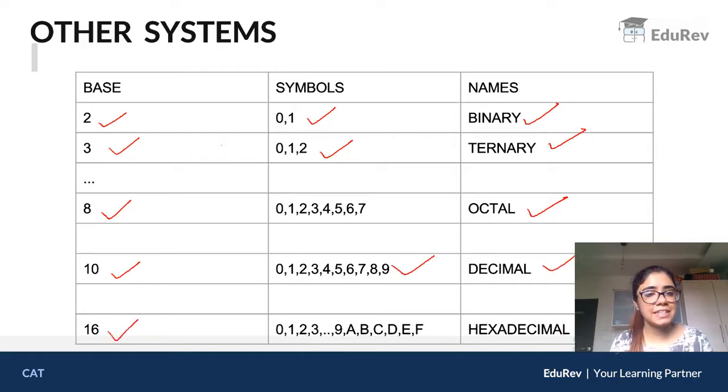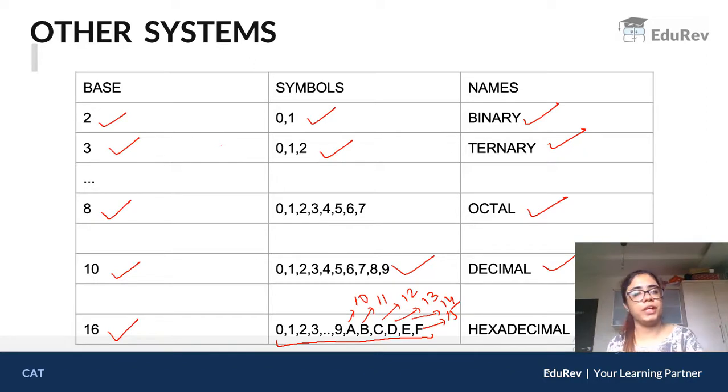When your base is 16, we use 16 symbols. So these are your 16 symbols. 0 to 9 are the digits we use. Then 10 is represented by A, 11 by B, 12 by C, 13 by D, 14 by E, and 15 by F. So basically we are going from 0 to 15, but we are using 0 to 9 and then A to F, and this is known as the hexadecimal. So these are the different systems which can be used.